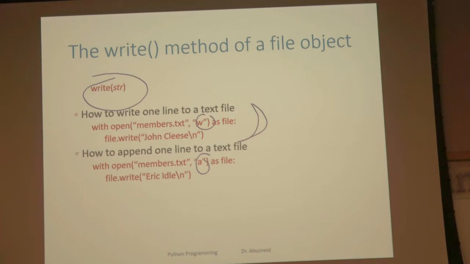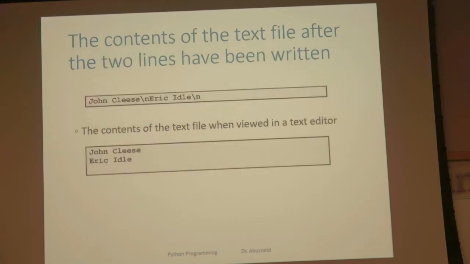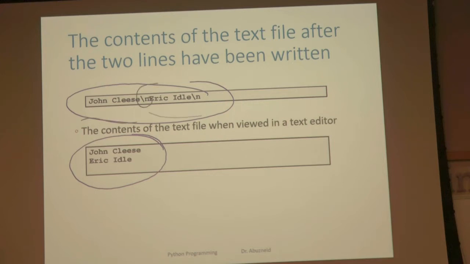So now, how many lines have I entered to this file? The first command entered John Please, and the second one entered Eric Idle. So if I go and cat that file or display that file, it will have 2 lines. So in the editor, it will look like that. But in reality, how we write it in the file, you have the first string and the new line, then the second string and new line. When you edit the file, it will look like that. Right? Clear? Any questions?